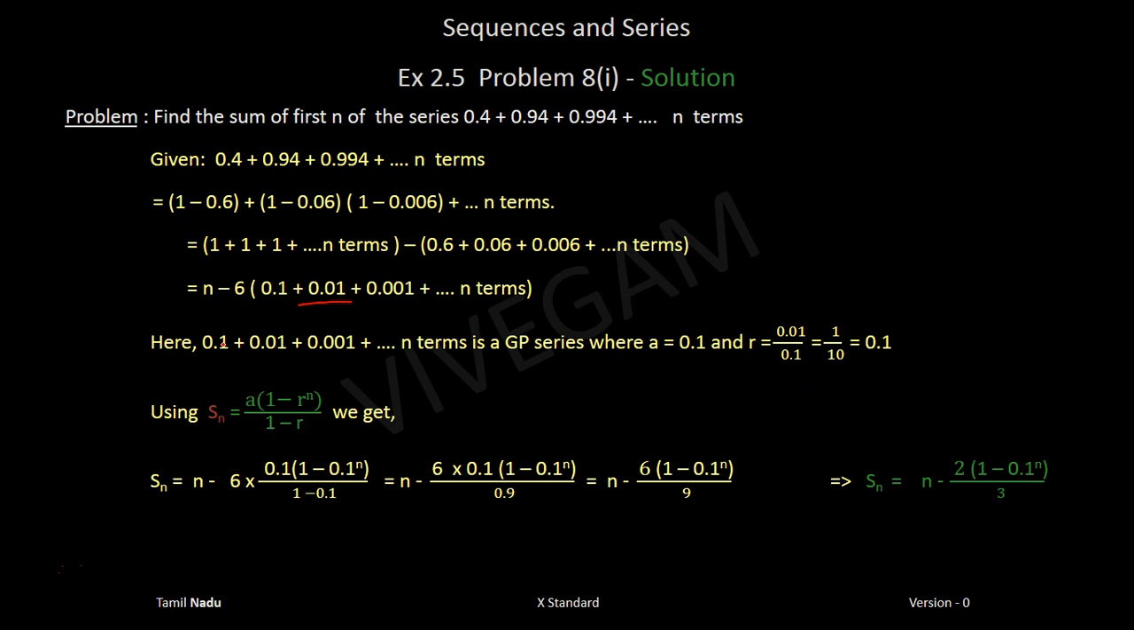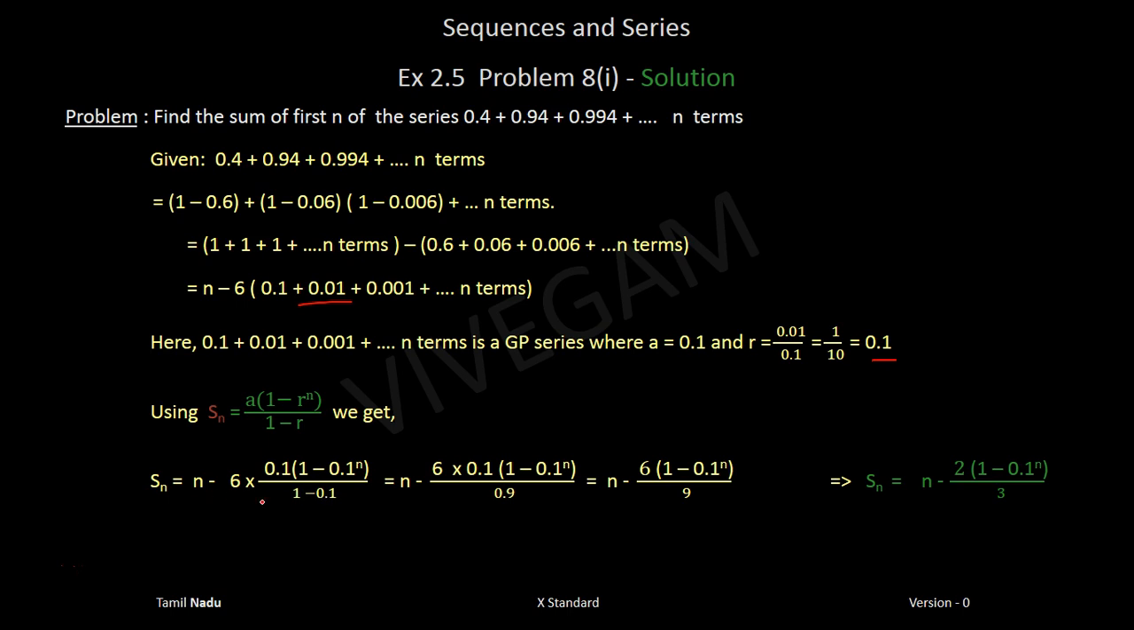So the sum will be, you will have first n terms at the end minus 6 into the sum of this series. So what is the sum of this series? That is a into, a is 0.1 into, the r value is less than 1, right? So you have to use 1 minus r to the power of n. If r is greater than 1, you have to use r to the power of n minus 1. But anyway, it will all get adjusted automatically. But please remember to use the correct formula. So a is 0.1, 1 minus r is also 0.1. So it's 0.1 into 1 minus 0.1 to the power of n, divided by 1 minus r, that is 0.1.